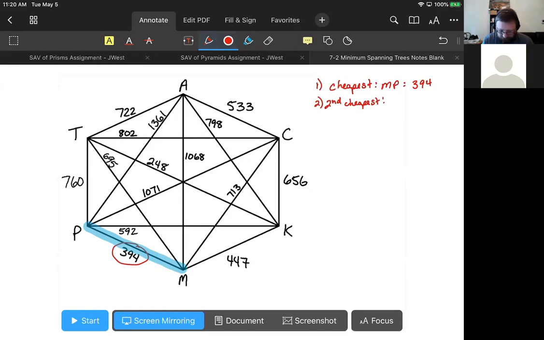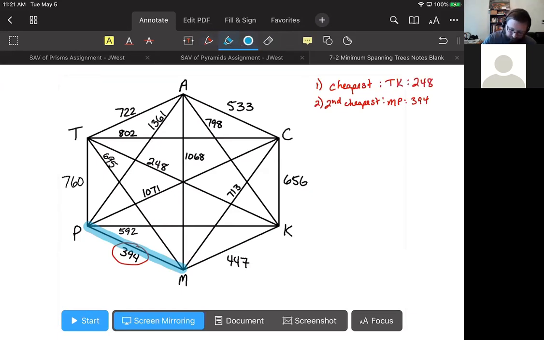Isn't it TK? Oh, it is. Crap. Okay, you're right. MP would be the second cheapest. That's what I get for not practicing. Okay, let's fix that. You are correct. MP is not the cheapest. TK is the cheapest at 248.